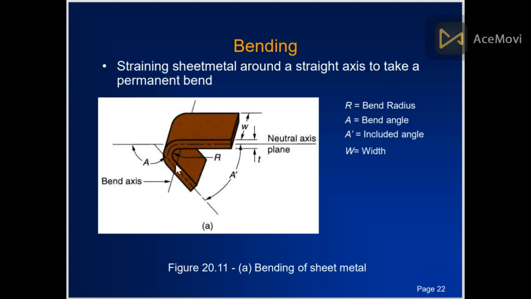This is actually the radius, this is the angle, and this is the neutral axis, the neutral plane. The inner is reduced in length and the outer is increased. R is the bend radius, A is the bend angle. This is A prime, the included angle, that is the inner side angle. This is the bend angle, this is the desired angle, and W is the width.